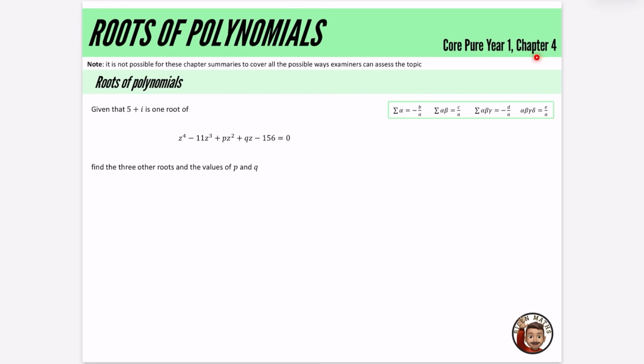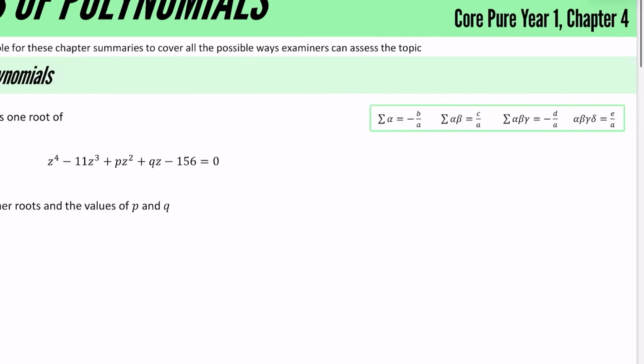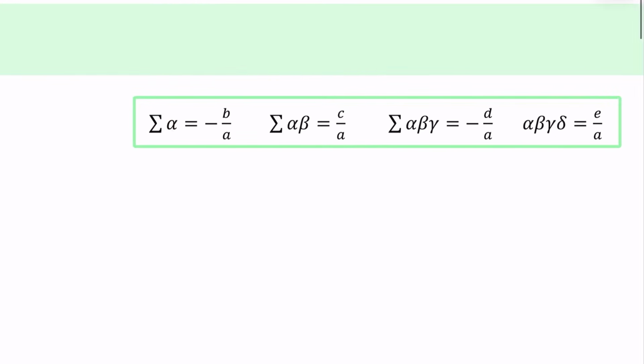Now, it's worth noting that these chapter 4 techniques can be used a lot in complex numbers questions, and likewise, you could use some of the complex numbers techniques that we've learned so far in these kinds of questions. I'm pretty much going to focus on just this style of approach, but you can use a mixture of them. So if you answer these questions in a different way to me, that is absolutely fine. So these are the kind of summaries here.